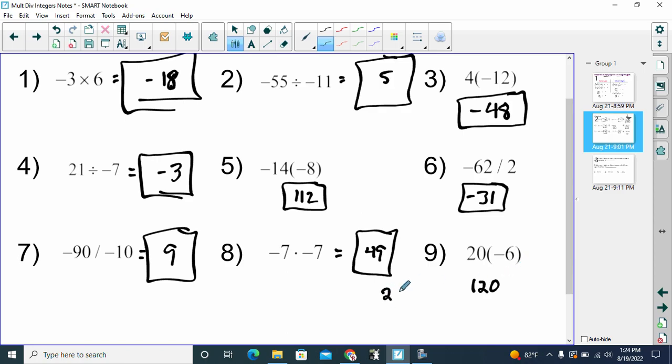If you're not sure, you can multiply it off to the side. 6 times 0 is 0. 6 times 2 is 12. Positive times negative should be negative 120.